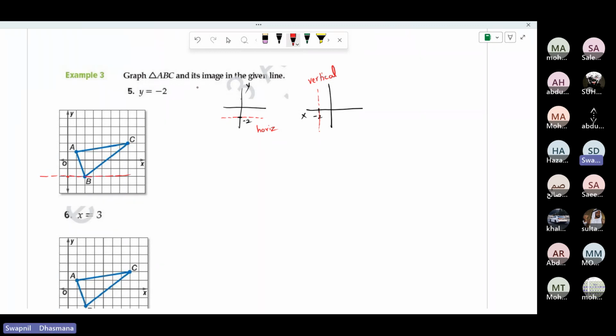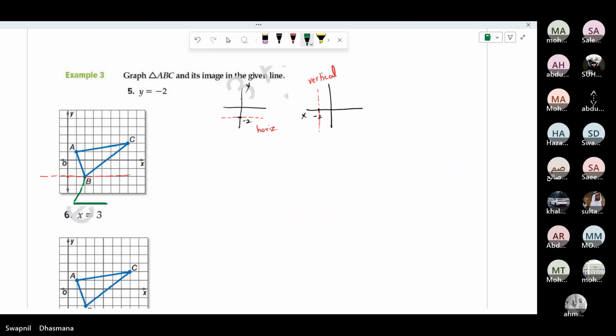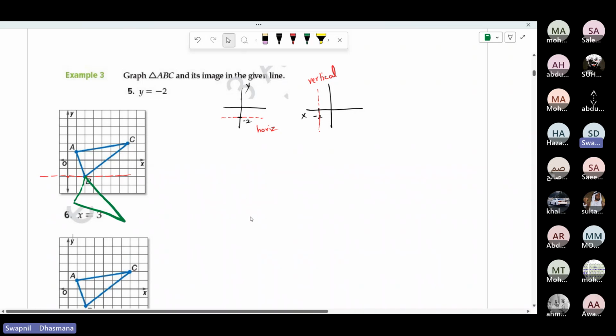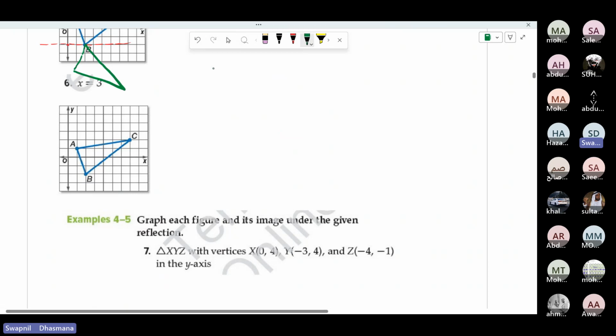If I make the image, that should be like this. That should be something like this. Okay. Then x equals 3. So that one is 1, 2, 3. Right here. This is the mirror.